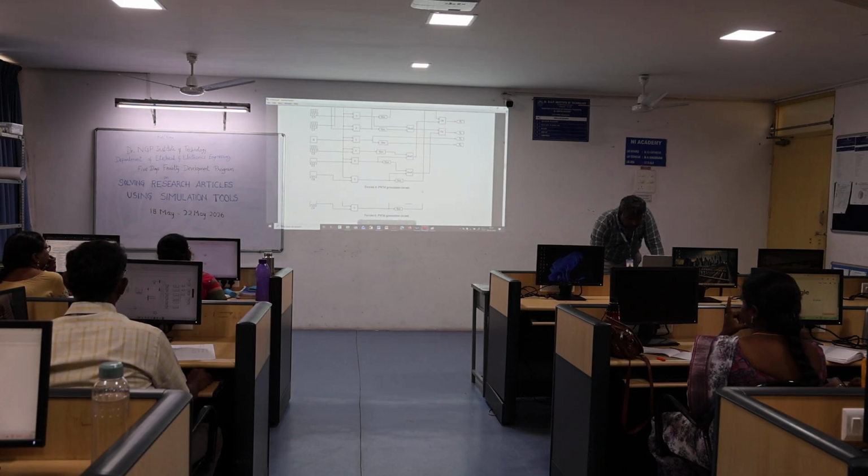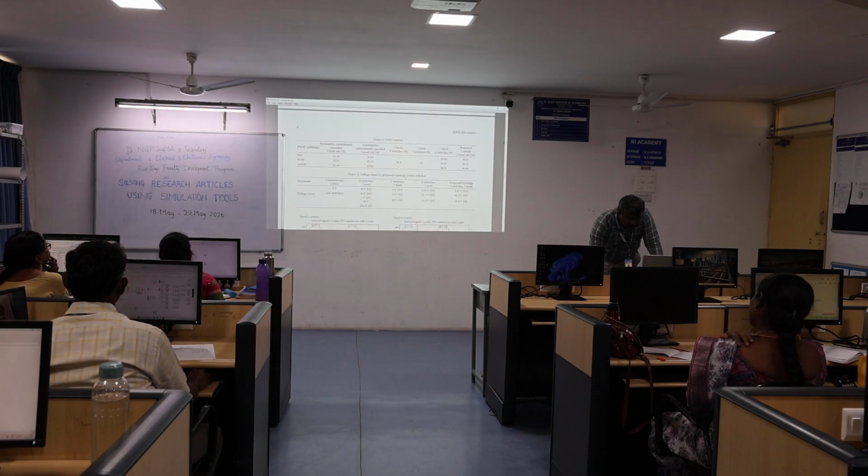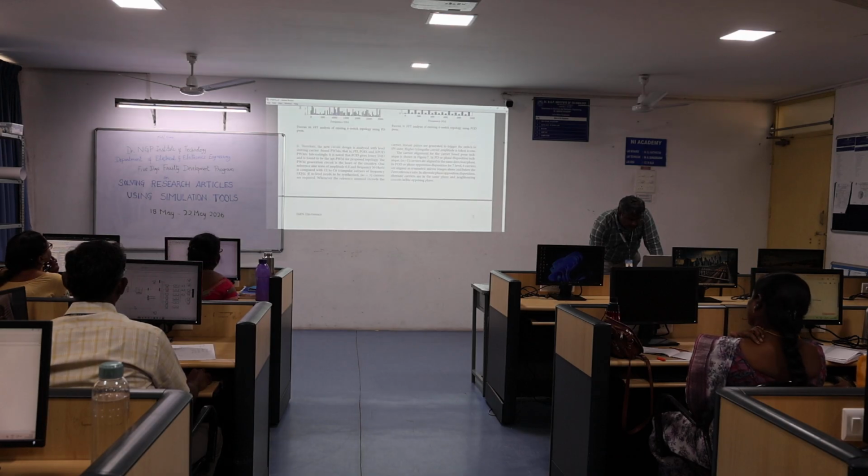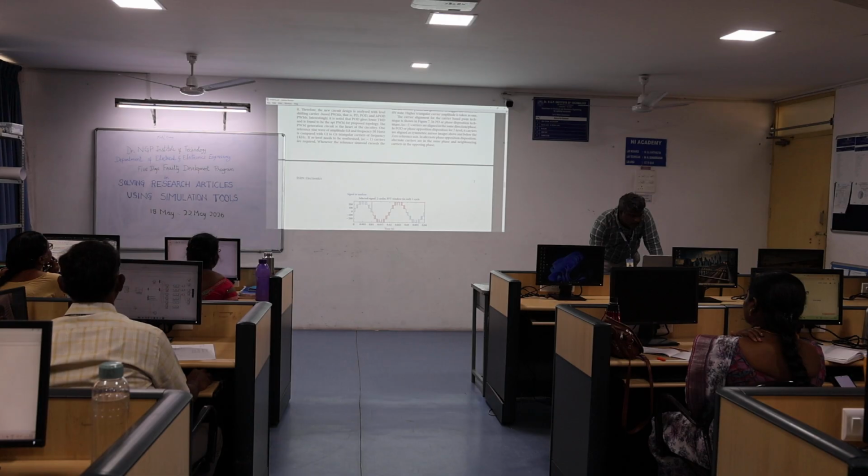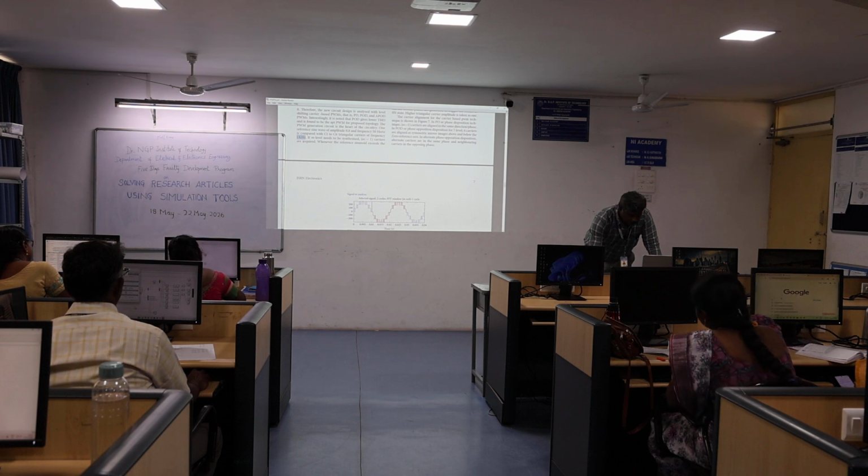So here the switching frequency is given, just go through the paper. In the paper itself, what is the switching frequency? They have already mentioned it here. The carrier frequency value is 1 kilohertz. For 1 kilohertz, we can find out the value.